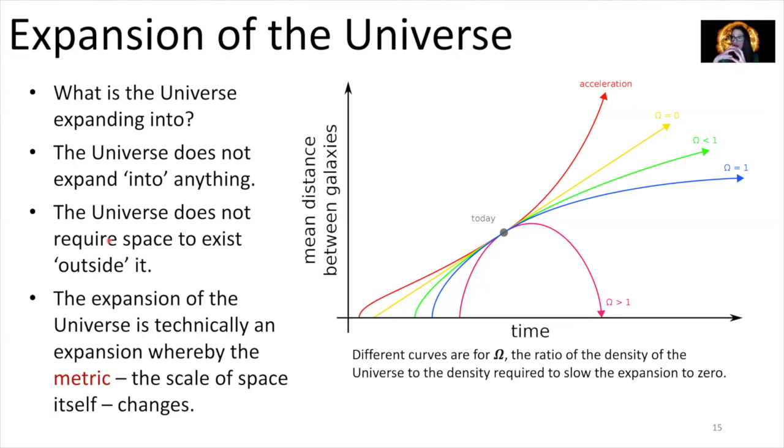Imagine our universe as a sphere, and that sphere just keeps on stretching and stretching over time. It doesn't matter what's going on outside of it. We don't even ask that question in cosmology. So here we come to a really important point, and that's that the expansion of our universe is actually an expansion where the metric, the scale of the universe, changes itself.